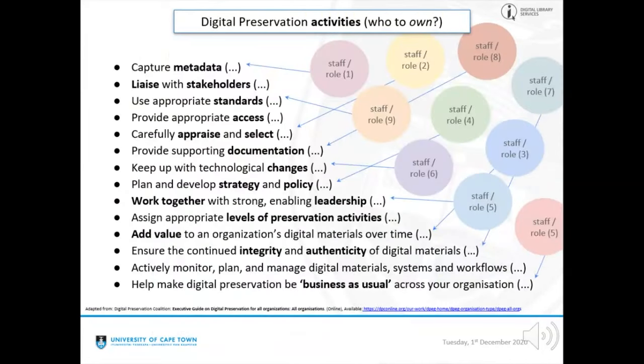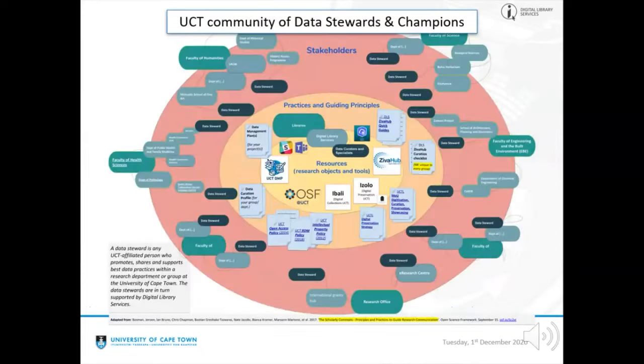Of course, there are still many questions, so many changes needed to key performance areas for staff, new roles to be considered, maybe new job descriptions or job titles, and of course, a new community. For us, very important is the growing community of data stewards and champions, together with whom we can really start building an institution-wide network to support all the related processes around digital preservation at UCT.